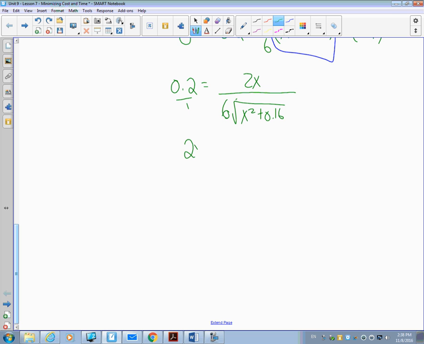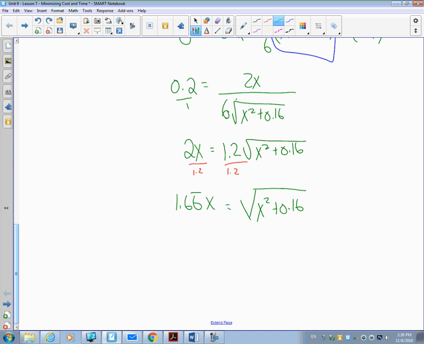So let's cross multiply. 1 times 2x is 2x. 0.2 times 6 is 1.2 root of x squared plus 0.16. We're just cross multiplying there, right? To make that easier, I'm going to have to divide both sides by this 1.2 piece, okay? So I'll be left with just the root on the right-hand side. So I'm left with the root of x squared plus 0.16. On the left-hand side, 2x divided by 1.2 gives us 1.66 repeating x.